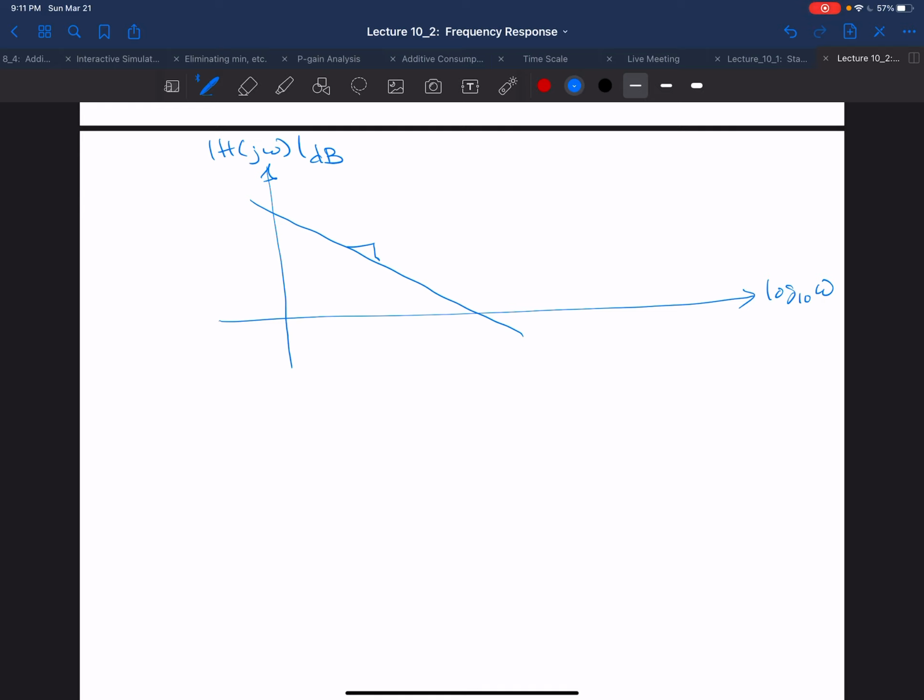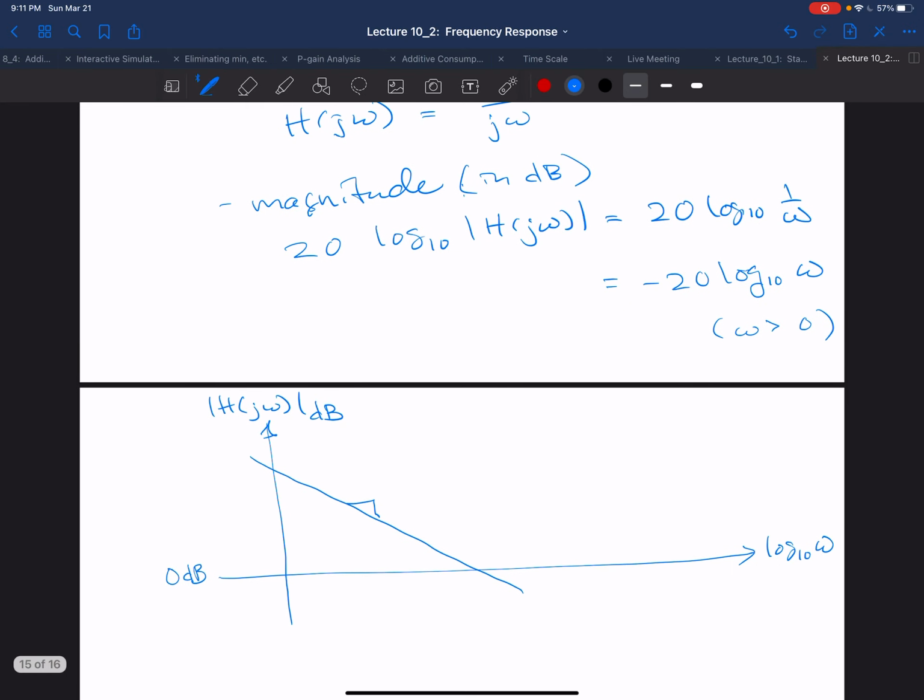And here's a question. Where does the modulus become 0 decibels? The modulus again is 20 log of 1 over omega. That's going to become 0 when 1 over omega is 1, in other words, when omega equals 1. So this intercept is going to occur when omega equals 1, in other words, when the log of omega equals 0. Let's write it that way.